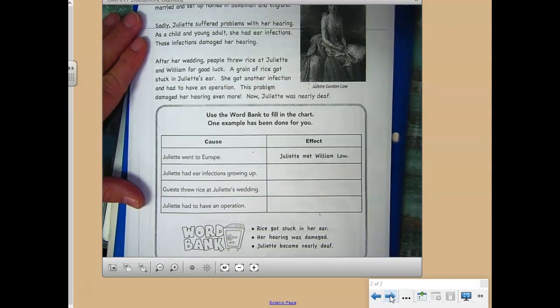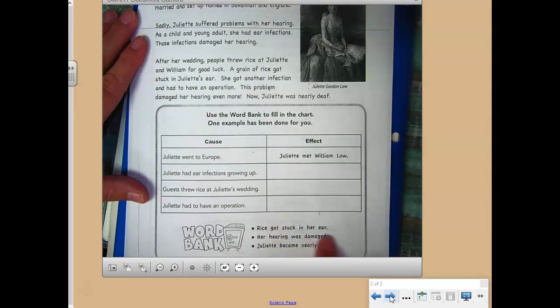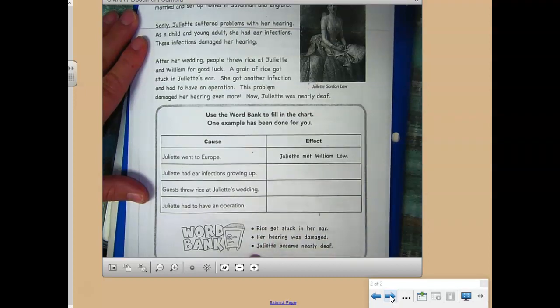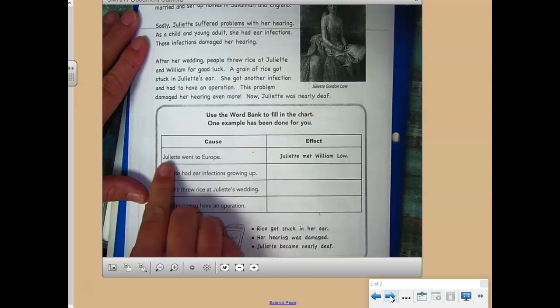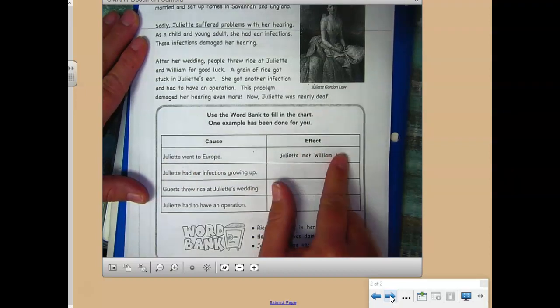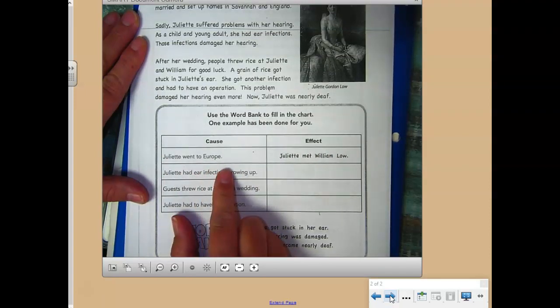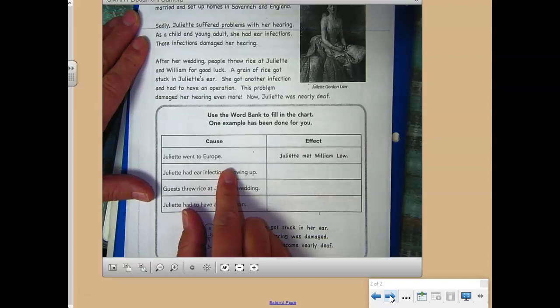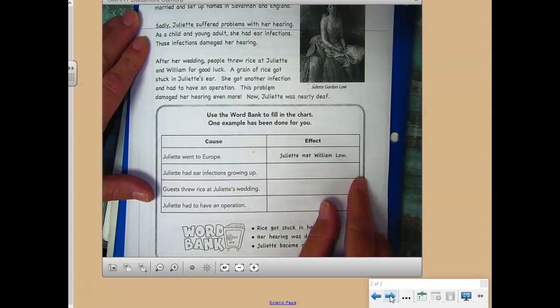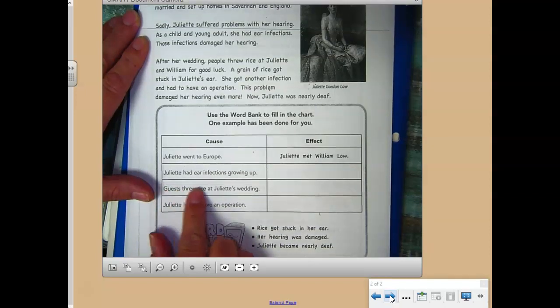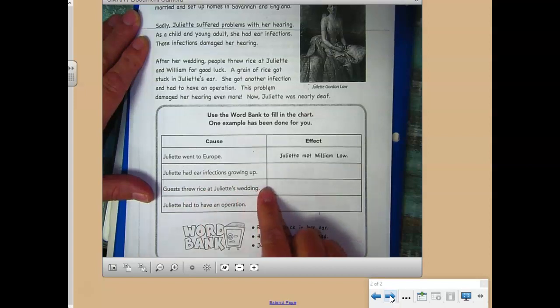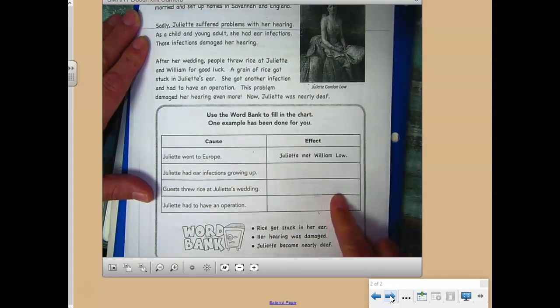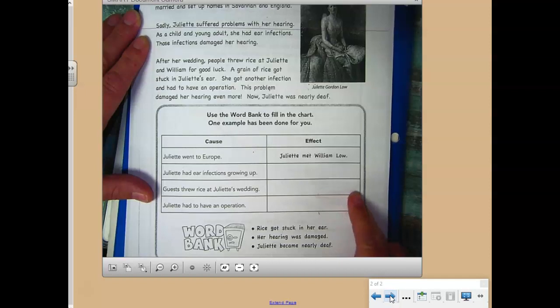All right, it says use the word bank to fill in the chart. One example has been done for you. All right, so we have rice got stuck in her ear. Her hearing was damaged. Juliet became nearly deaf. All right, we have a cause and an effect. All right, Juliet went to Europe. What happened because she went to Europe? Juliet met William Low. All right, the next one. Juliet had ear infections growing up. What happened? Because of it, her hearing was damaged.